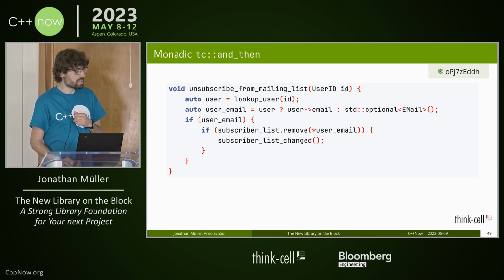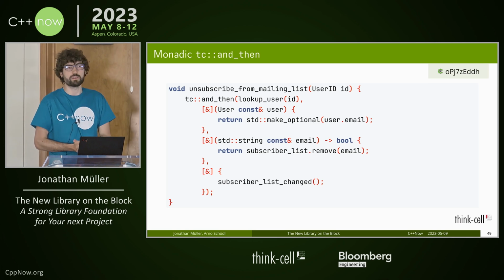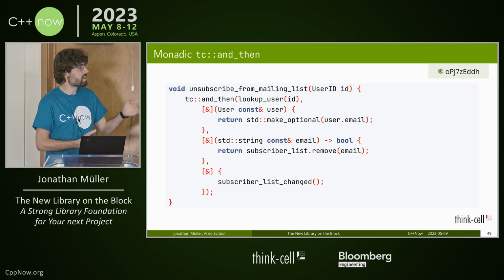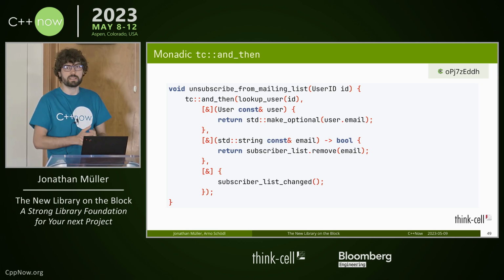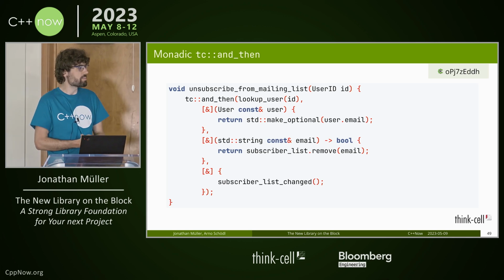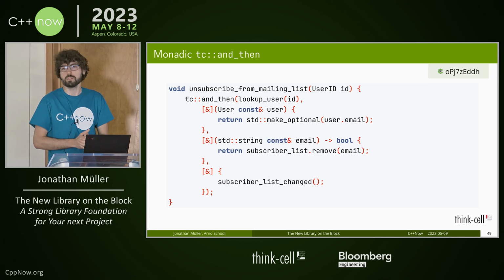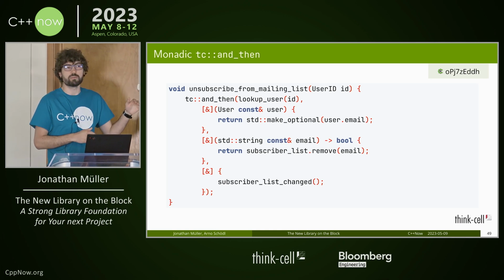And with and then, the nested ifs there can be a bit improved. So we first want to look up the user, and then we want to get the email out of that user. We have to use make optional because and then requires an optional as the result. If that is still engaged, we invoke the third lambda that takes the email address, we remove it from the subscriber list, and this now returns bool. And we sort of consider bool like an optional void. So a bool is like an optional which does not store any data. So we can still use it with and then, we just don't get a value in the final thing.